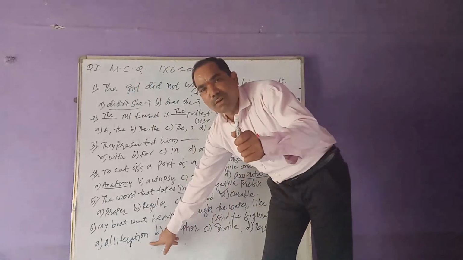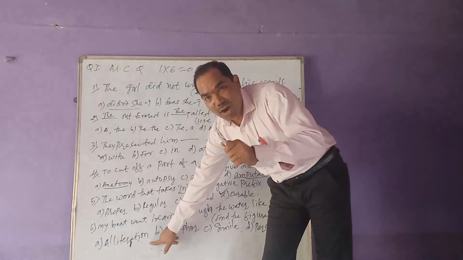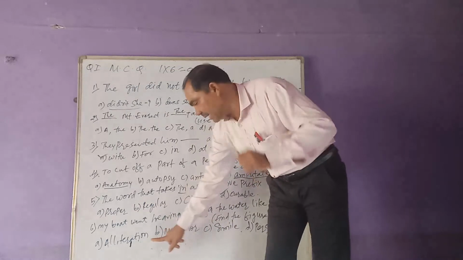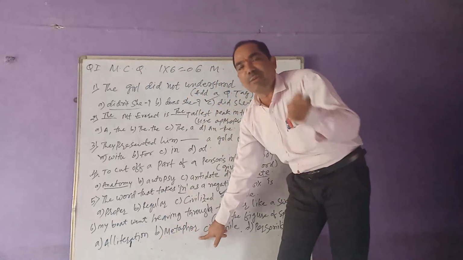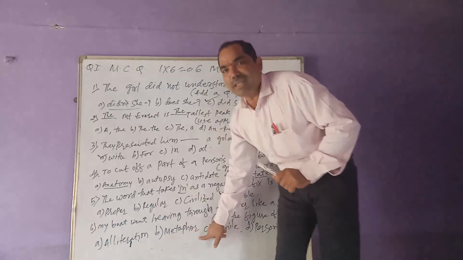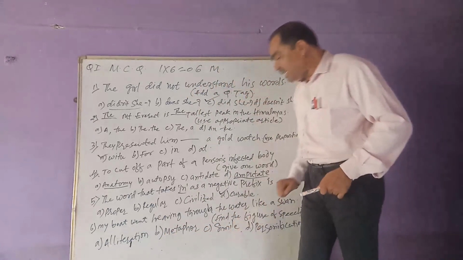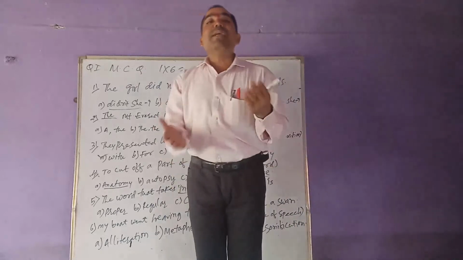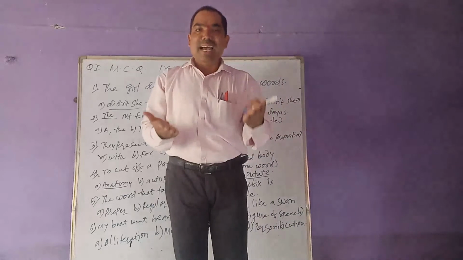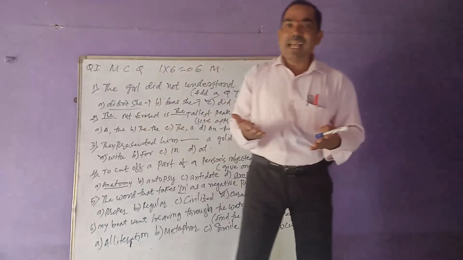एलिट्रेशन, beginning of the word of the same vowel or same consonant. Alliteration. Metaphor, one thing has been compared with another thing. How is one thing compared with another thing? I have just given the example. After that, simile. What is simile? Simile is none other than comparison. Understand? कैसे comparison है? क्या है?